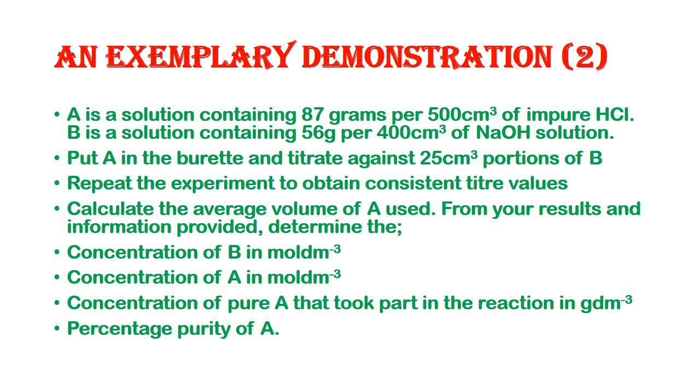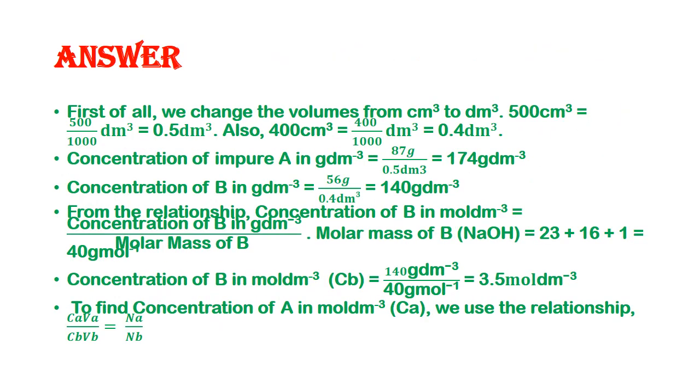First, concentration of A in mole per dm cube. Concentration of pure A that took part in the reaction, in gram per dm cube. Do you understand? Then we now find the percentage purity. First of all, we change the volumes from centimeter cube to dm cube. You know that one. 500 centimeter cube divided by 1000 gives us 0.5 dm cube, and 400 centimeter cube divided by 1000 gives us 0.4 dm cube.